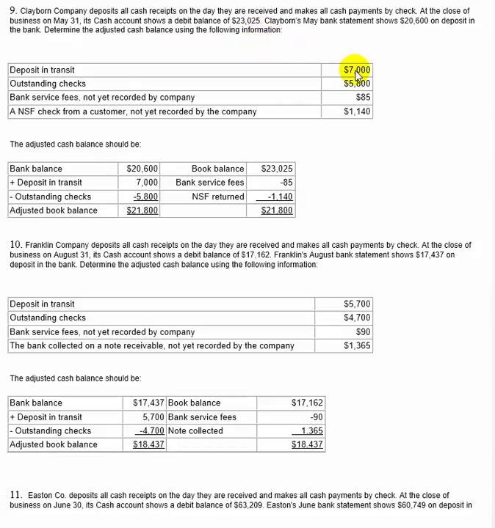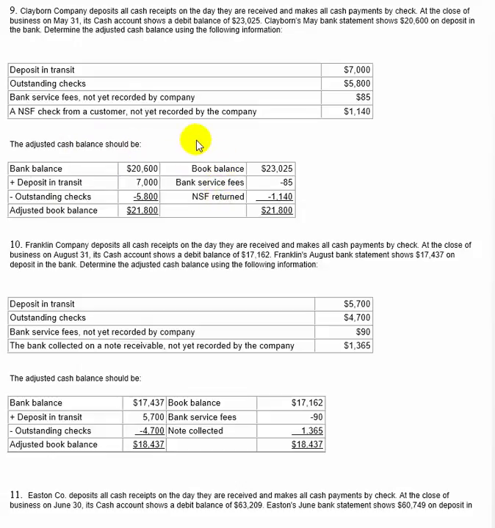So we have deposits in transit of $7,000, outstanding checks of $5,800, bank service fees not yet recorded by the company of $85, and an NSF check from a customer not yet recorded by the company of $1,140. So let's reconcile these things. We're going to see what the bank doesn't know about, what the books don't know about, and see if we can come up with a reconciled balance.